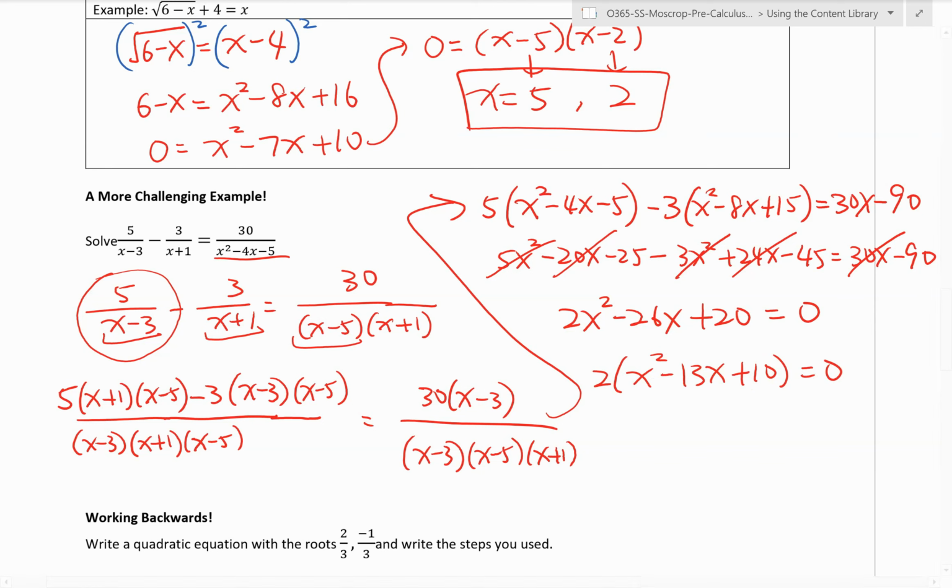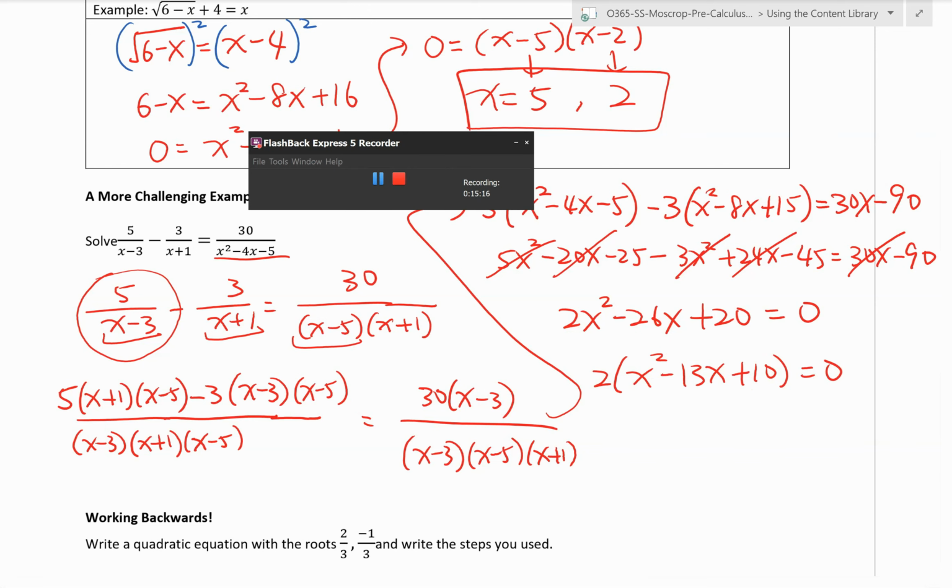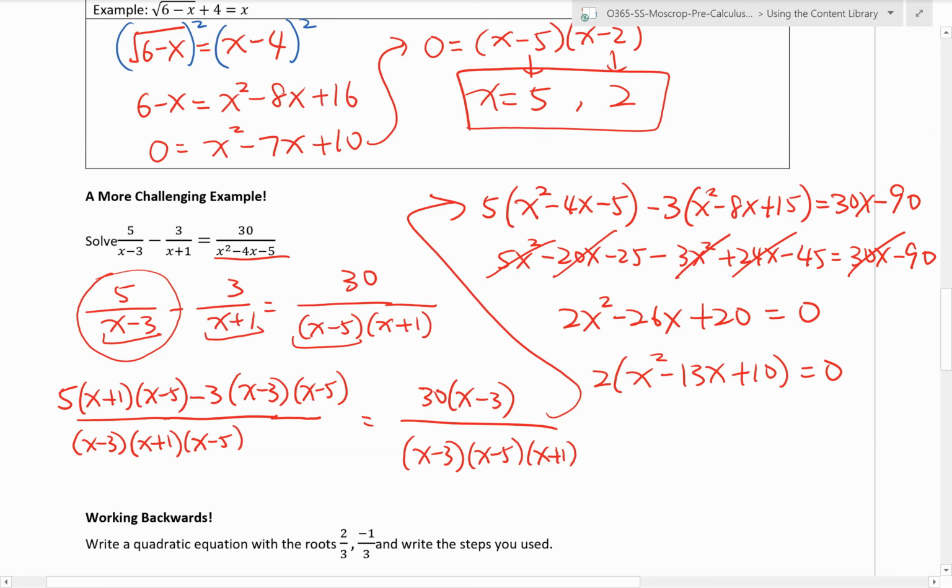And oh man, I must have made a mistake somewhere. Okay, let me check. Okay, so it doesn't look like I made a mistake. I think everything is fine. So I guess it's just a bad example that I came up with. The reason why I thought it was wrong is because this is not factorable.